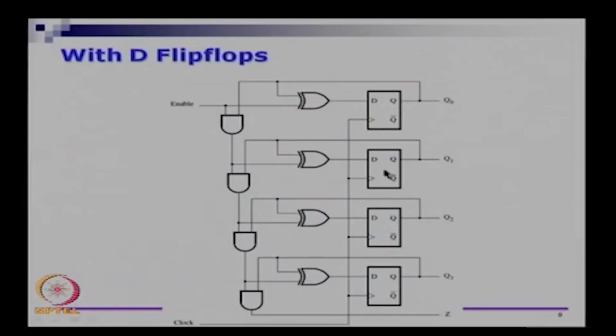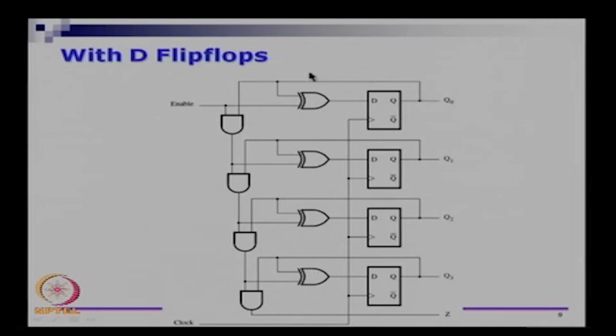You can also design these counters with D flip flops. In this case, you have flip flops Q3, Q2, Q1, Q0. We have a single clock, so I do not know if you can see it clearly, but there is a clock signal here at the bottom that is going into the clock input of all of these. There is an enable line that is coming in, and there is a nice self repeating structure.